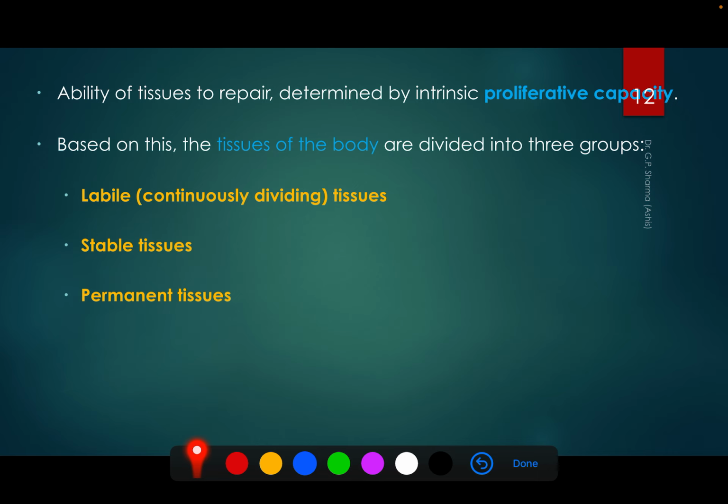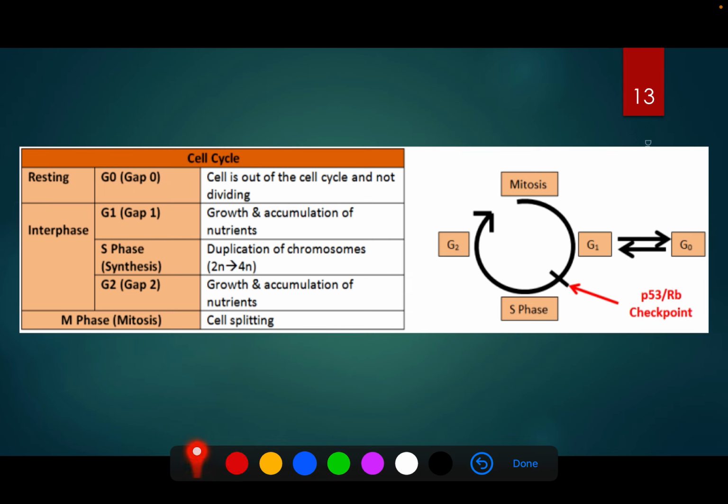And on the basis of the presence of the tissue stem cells, the tissues have different proliferative capacity. According to this proliferative capacity, we divide these tissues into three different types, that is labile tissue, stable tissue, or permanent tissue. So to understand these three types of tissues, we have to see over here the cell cycle. The cell cycle has the resting phase, interphase, and M phase. Resting phase is G0 phase, interphase has the G1, S phase, and G2 phase, and M phase is the mitotic phase. In the mitotic phase, we have different phases, right? The prophase, metaphase, anaphase, right? So these are the different phases in the M phase. And let's see over here.